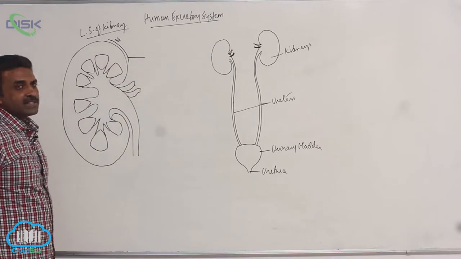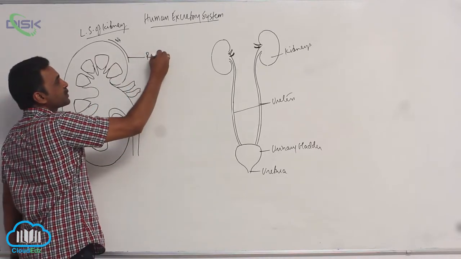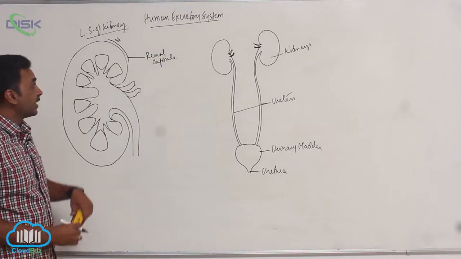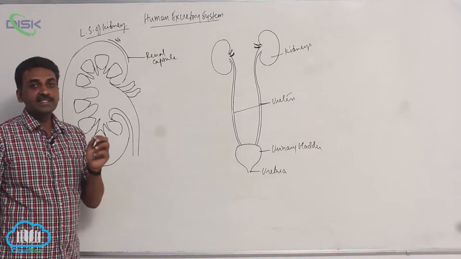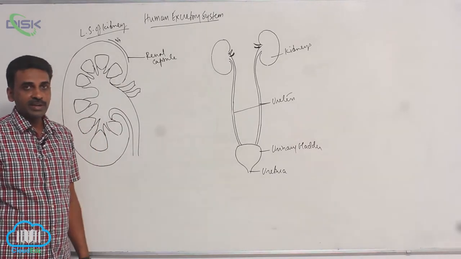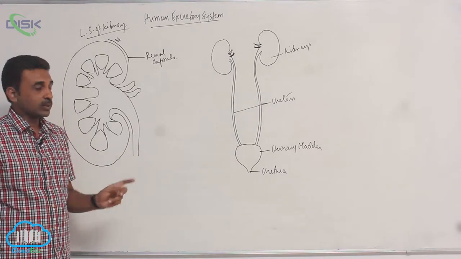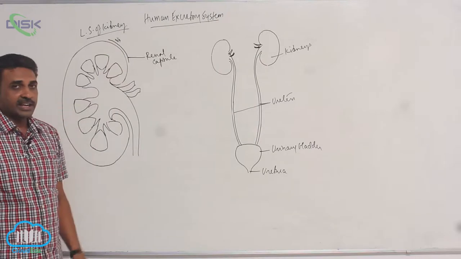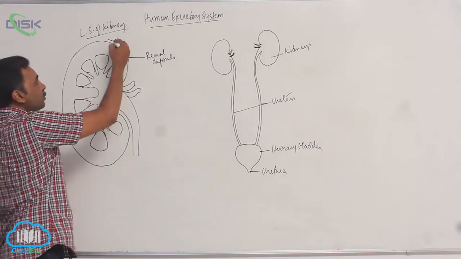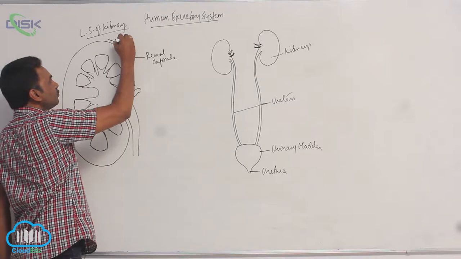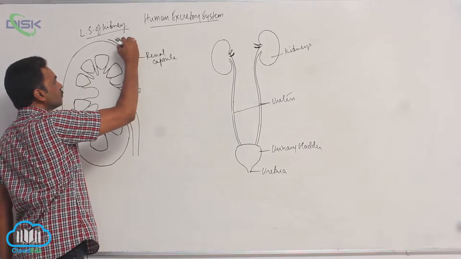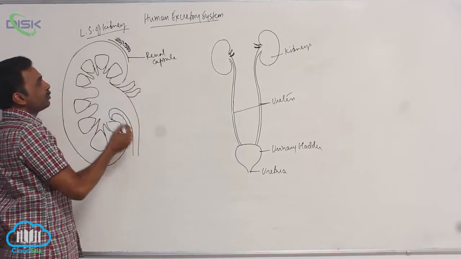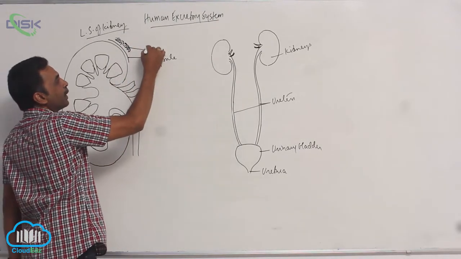Just above the kidney, there is the renal capsule. It is made up of dense irregular fibrous connective tissue. So it is a thick membrane which covers the kidney and gives protection. Above that, you can find a layer of perirenal fat.